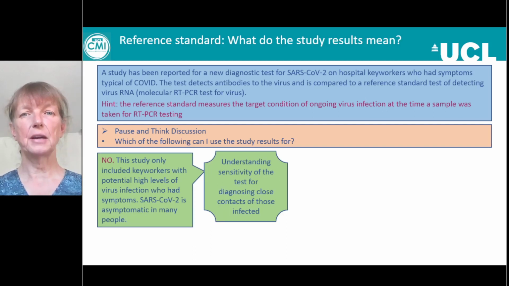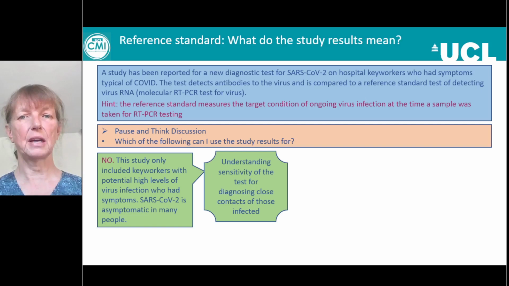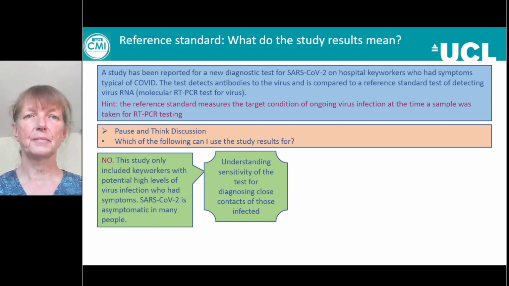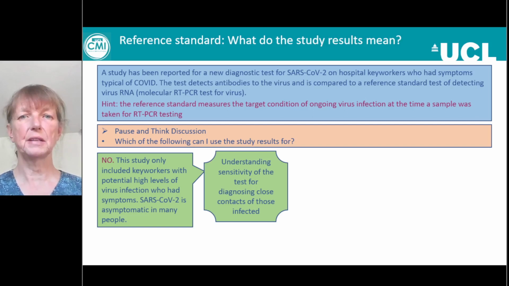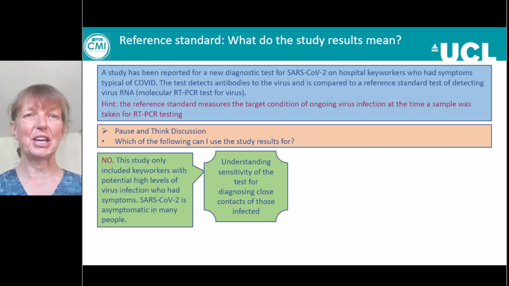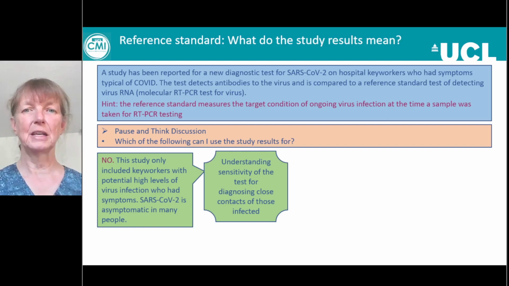Okay, so what about understanding the sensitivity of the test for diagnosing close contacts of those who are infected? Well, there's a couple of problems with this. One is that the study is only key workers who potentially had high levels of virus infection and who had symptoms. So SARS-CoV-2 is asymptomatic in many people. The estimates range from at least 40% to much higher. It might be much higher than 40% of the people who are asymptomatically infected.